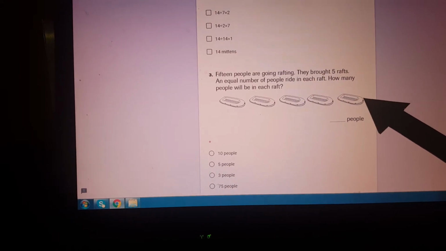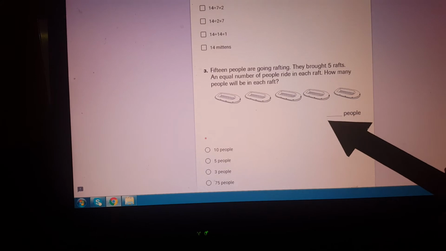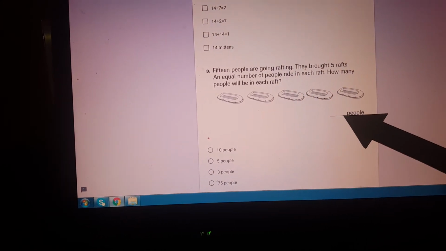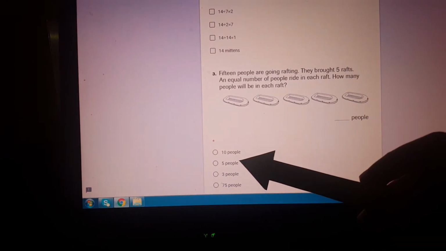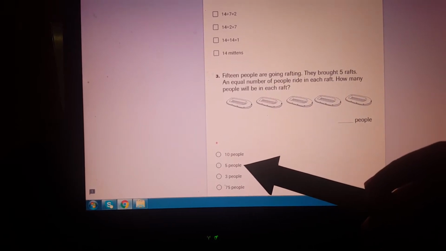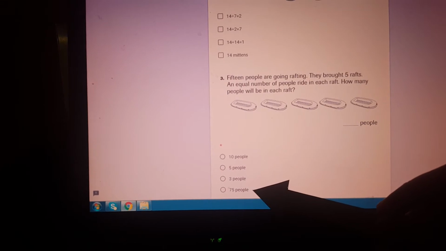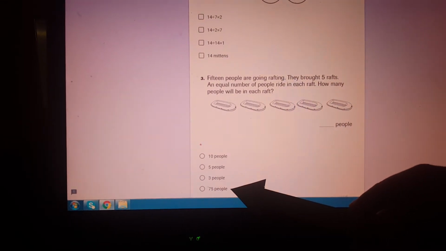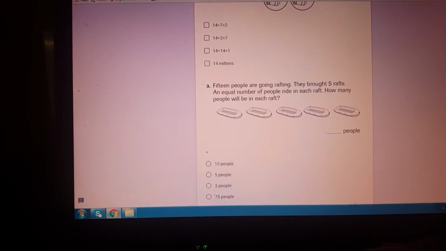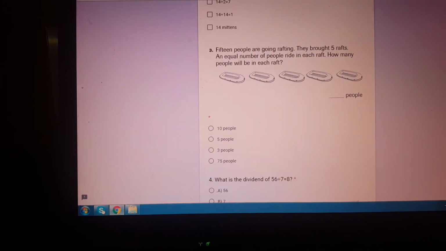5 rafts. So you can't put anything here, but they want to know something, and this is where you could put the answer, but you're clicking it, so it's gonna have to be one of these choices. Is it 10 people in each raft, 5 people in each raft, 3 people in each raft, or 75 people in each raft? If you need time to do your work, pause the video. Moving on to number 4.